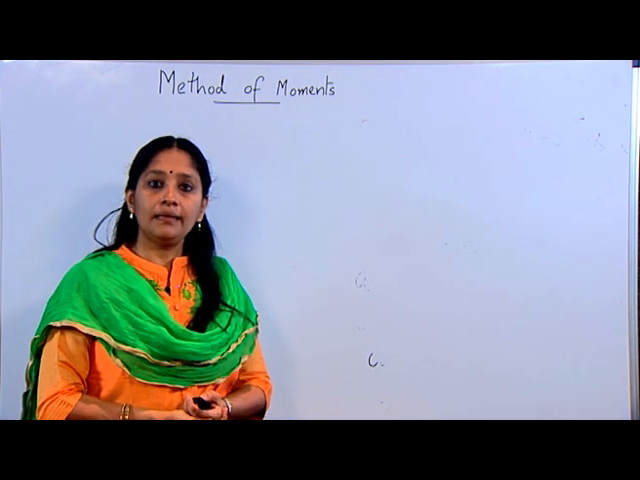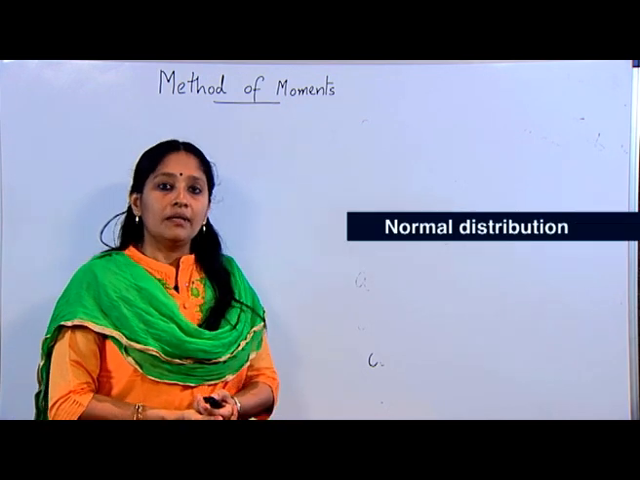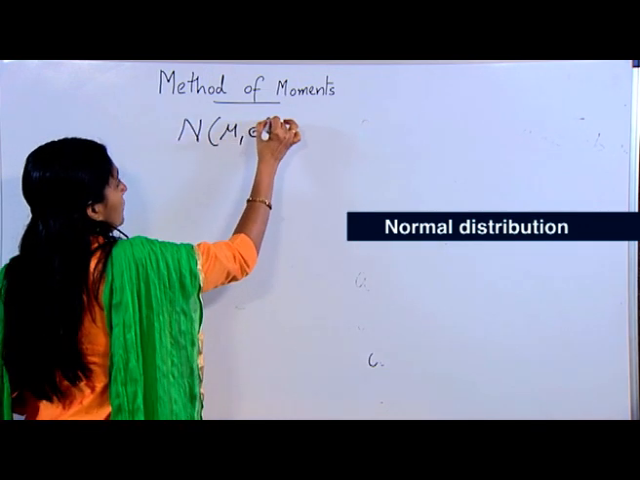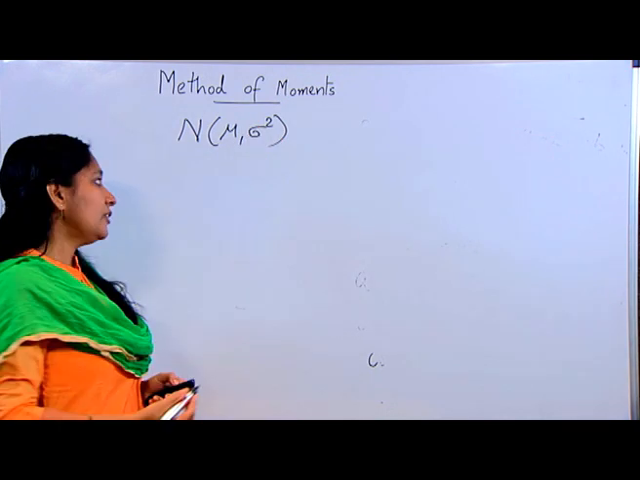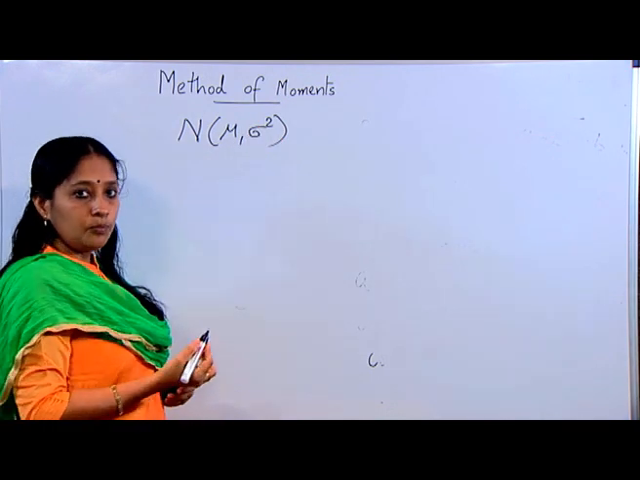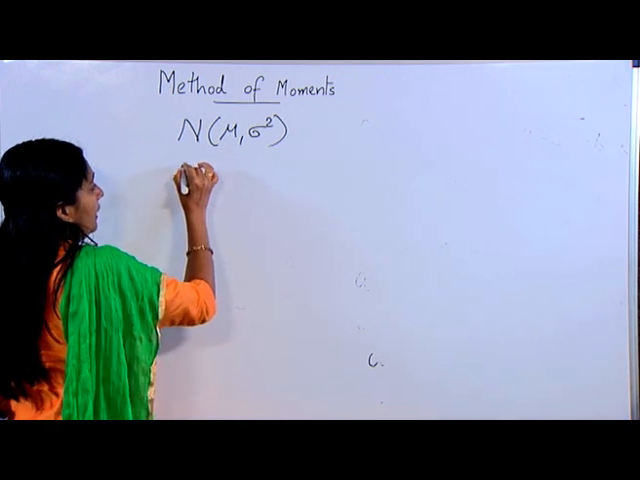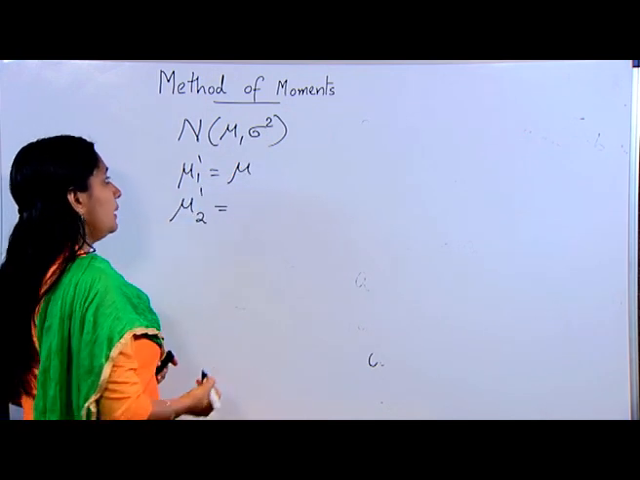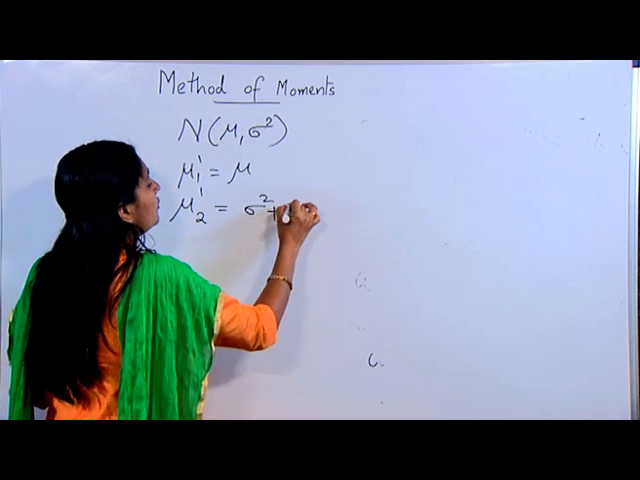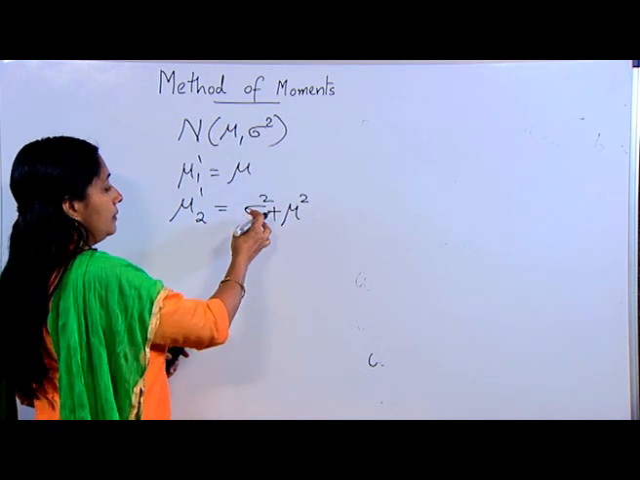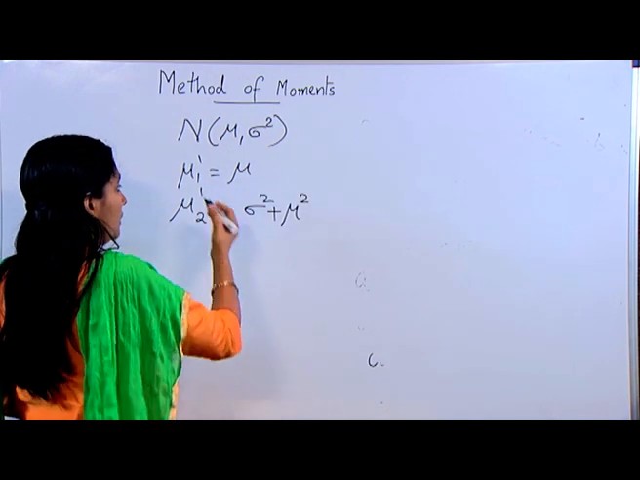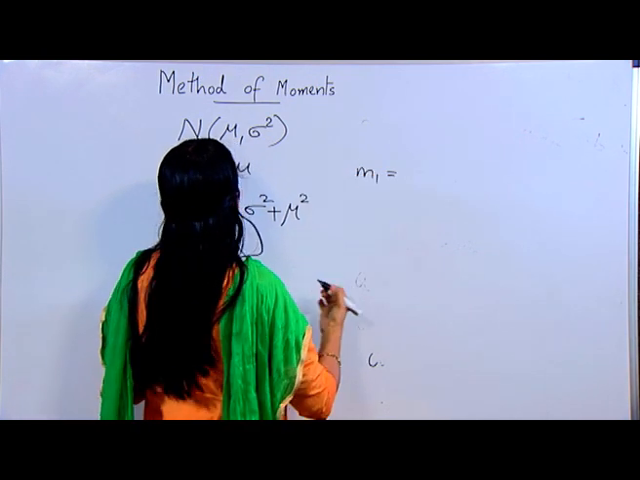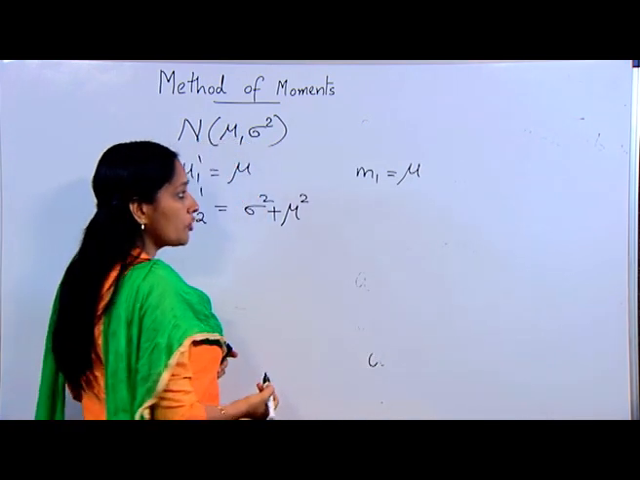Now, let us consider another example. That means, you are taking a random sample from the normal distribution N(mu, sigma square). So, here also the first order moment, population mean is mu 1 dash is equal to mu, and the second order moment mu 2 dash is equal to sigma square plus mu square. Here there are two parameters, so we need two equations. Therefore, equating the first one with the first order sample moment, we get m1 is equal to mu.